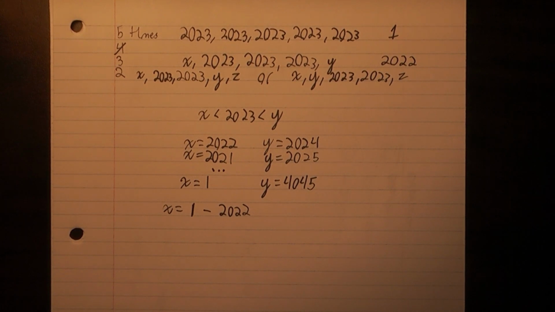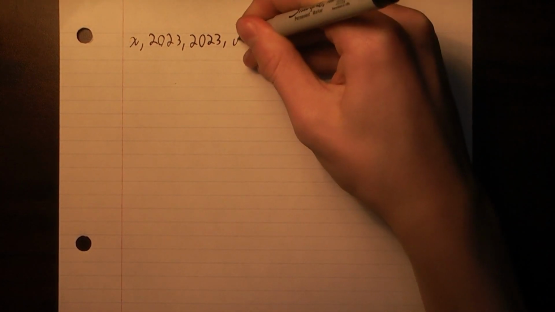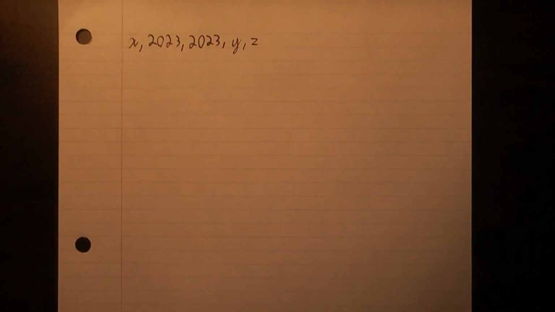So right now it seems pretty doable. However, this is when it starts getting crazy. Now we're covering when 2023 appears twice. So first we'll do x, 2023, 2023, y, z. This is the easier one.